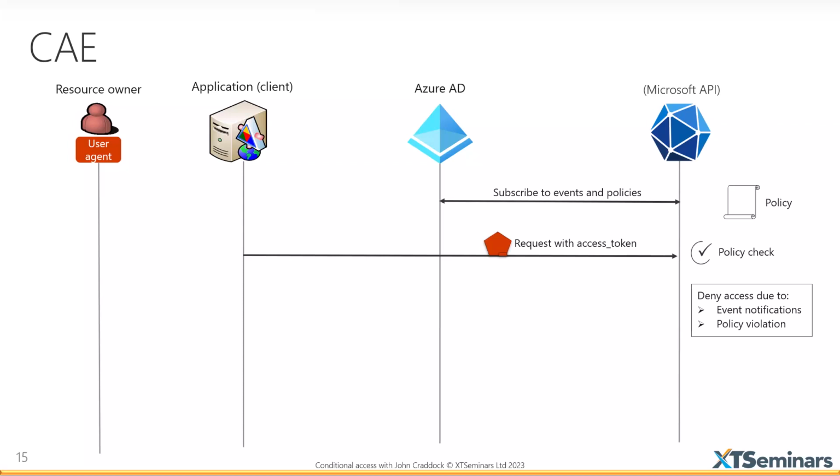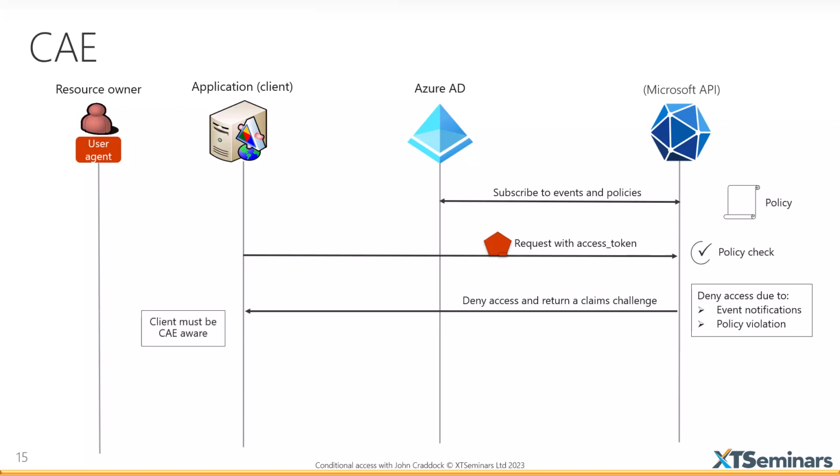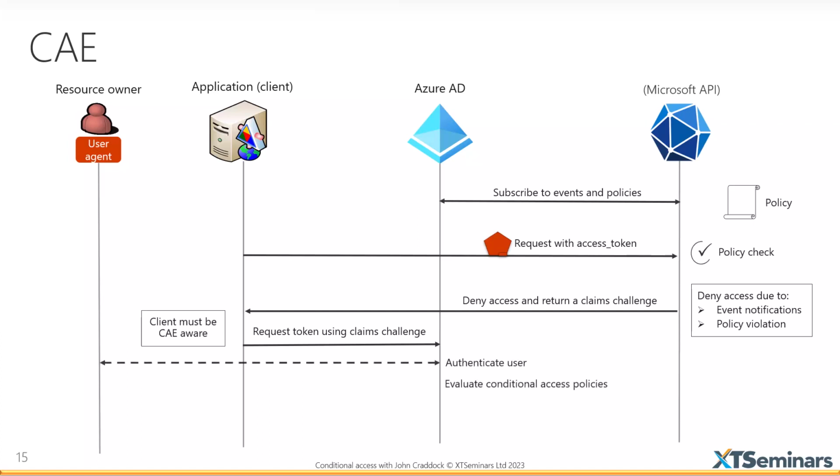If any of those happen, then the API will deny access and return a claims challenge, at which point the application will go back to Azure presenting the claims challenge, and Azure will do whatever is necessary, maybe prompting for a second factor, maybe blocking access, or maybe requesting the user to re-authenticate with their new password if the password has been changed.